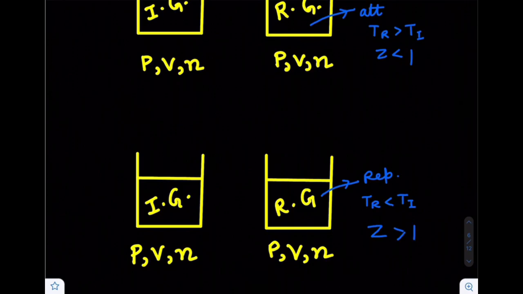So in all these 5 cases, Z less than 1 is representing force of attraction, and Z greater than 1 is representing force of repulsion. And we have learned that.